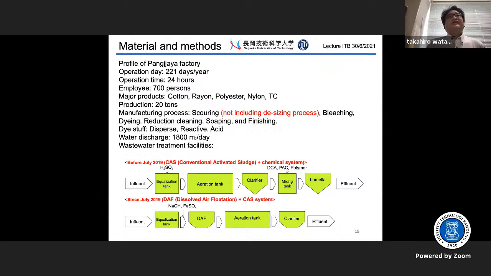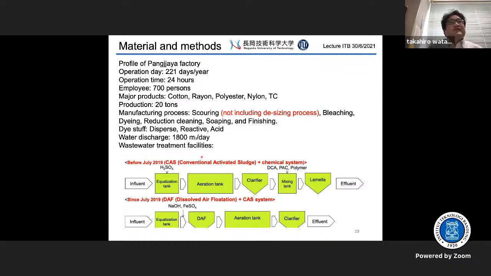The important thing is that this factory does not have a desizing process. This is very important because if you have a desizing process, the wastewater contains organics and is easy to treat. But this factory doesn't include a desizing process. The water discharge is around 1,800 cubic meters per day.